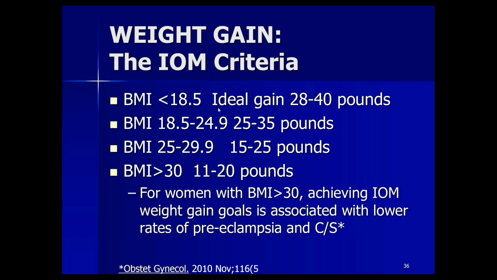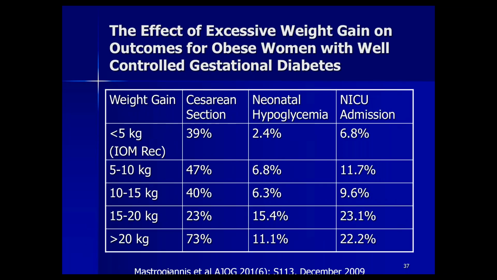This is the Institute of Medicine criteria for patients with a low BMI and with a high BMI. I have even seen 5 to 15 pounds for somebody who's got class 2 or class 3 obesity. And achieving those weight gain goals is associated with lower rates of preeclampsia and lower risk for cesarean section. So it is very important to focus on weight gain.